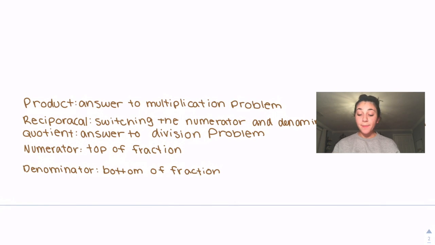So just to recap, we have the product, which is the answer to a multiplication problem, the reciprocal, which is switching the numerator and the denominator in a fraction, the quotient, which is the answer to a division problem, the numerator is the top of the fraction, and the denominator is the bottom. And that is how you multiply and divide fractions.